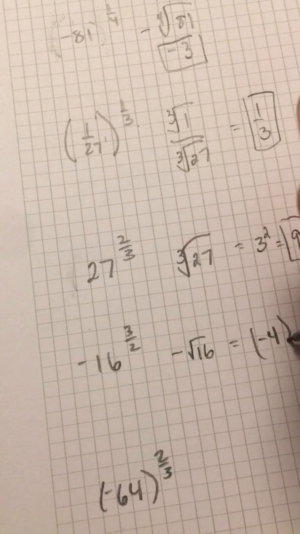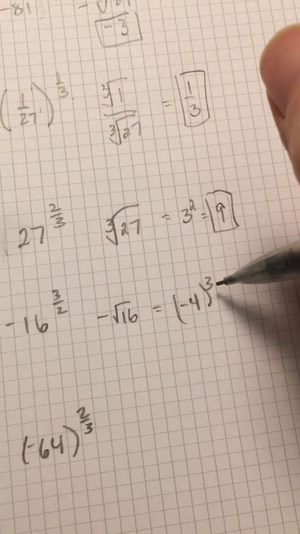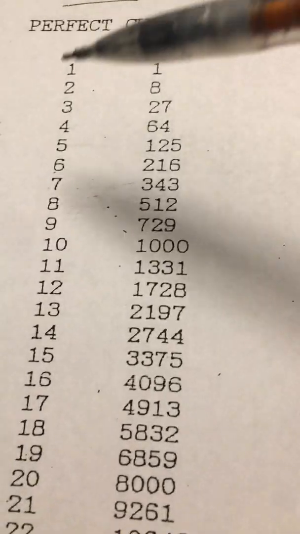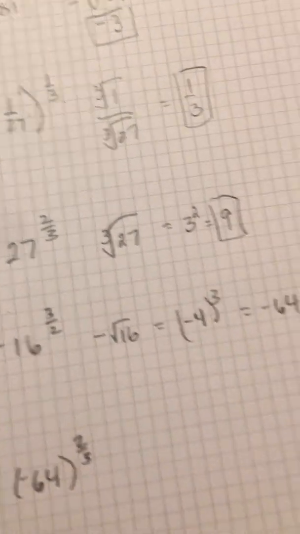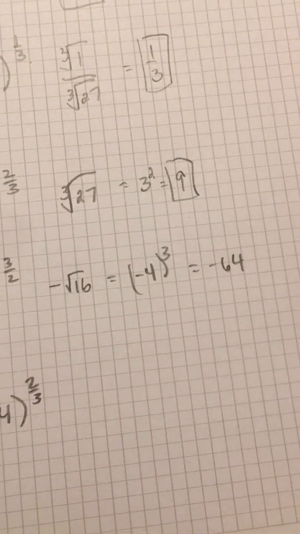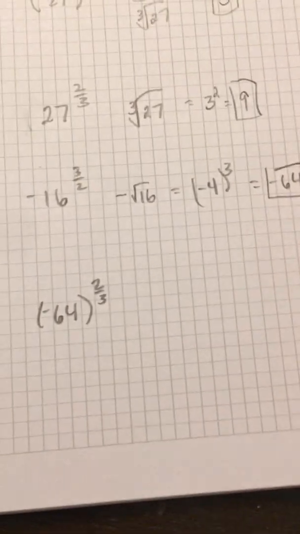And then I have to cube that negative 4. Base is negative. I'm going to put it in parentheses to raise it to the power. Now 4 cubed is 64. Negative 64 because 3 of them would be negative times negative times negative. Final answer for that one.